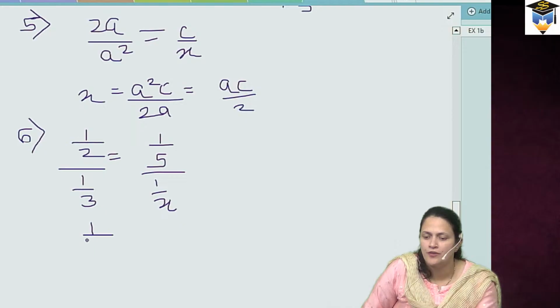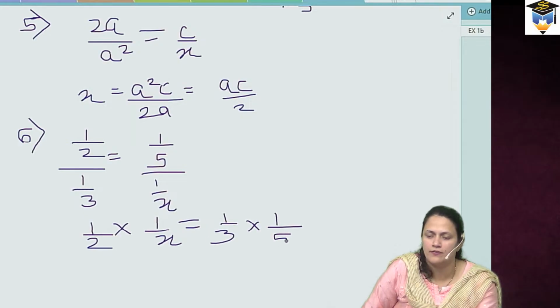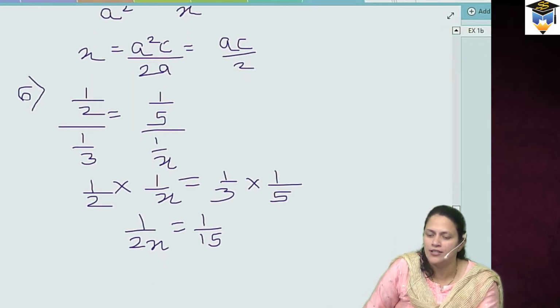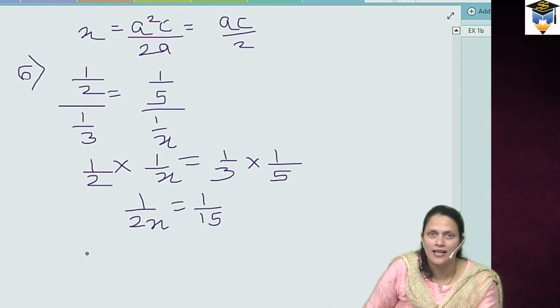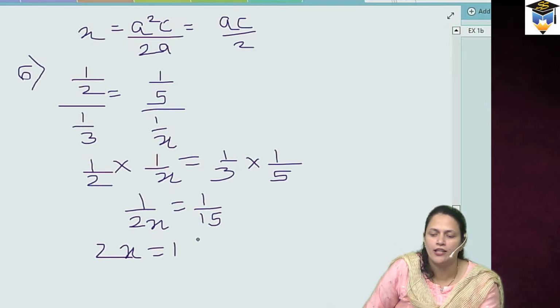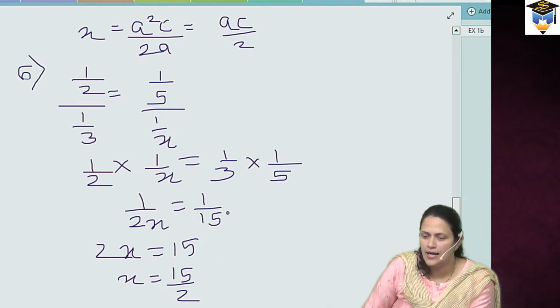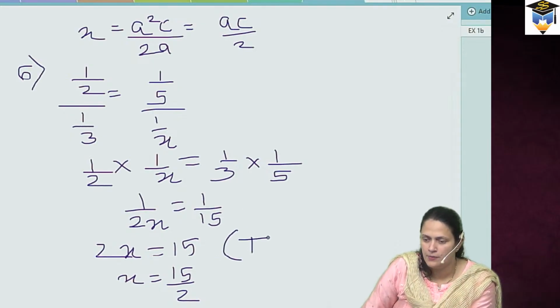Okay, now here also 1 by 2 into 1 by x is equal to 1 by 3 into 1 by 5. 1 upon 2x is equal to 1 upon 15. If we apply the property of invertendo, in which numerator and denominator interchange their values, we can get 2x is equal to 15, or the value of x comes out to be 15 upon 2. Apply invertendo.